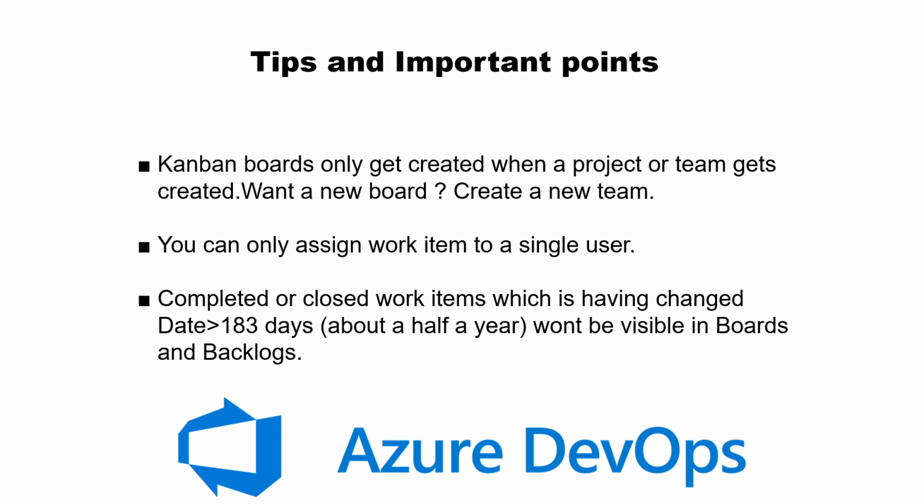In case you want to do so, just create multiple work items. Completed or closed work items don't get displayed in the backlog or boards after their change date or modified date is greater than 183 days, which means half a year. Let's say, for example, if I'm closing a work item today, it will be visible in the boards for the next 183 days. After that, it won't be showing up. In case you want to see it, you can just use the query. Query is a separate option which we'll be seeing in a different video. If you want to see it in the backlog or boards, just make some minor changes in the work item so that it will reset the clock and it will start showing up.